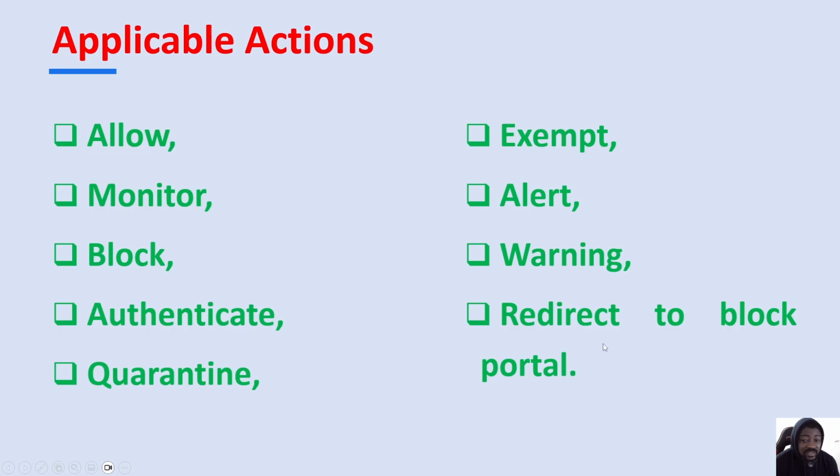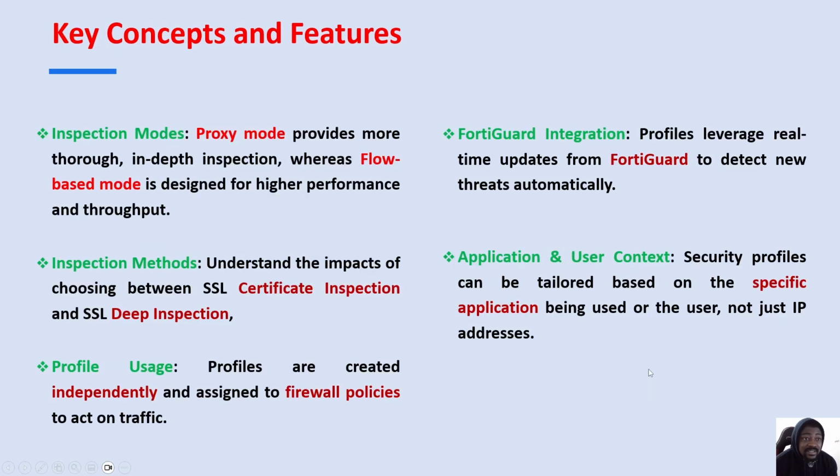And the last one here will be redirect to a block portal. So as we said, you can either provide a warning, then still let the user access the website, or you can redirect them directly to a block portal where you will specify a message explaining to them why the website is being blocked. So you can either redirect it to the FortiGate default block portal, or you can customize your own block portal and redirect your users directly to that portal. We'll see this in the practical session.